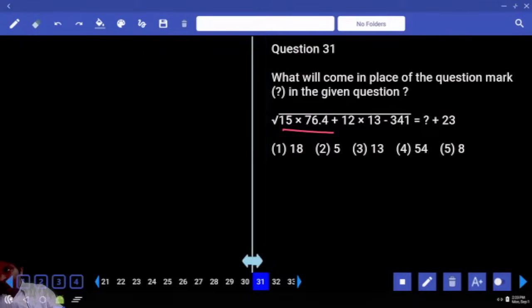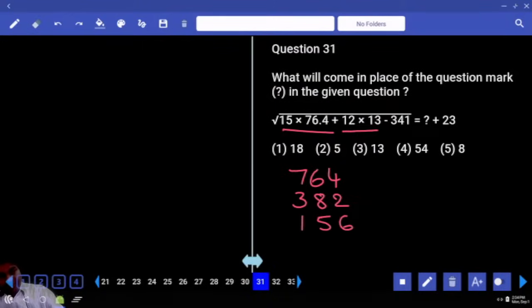15 times. 10 times plus half. 10 times 764. Half of this number, 382. 13 times 12 square plus 12, 156. We have to subtract 341. Subtract 341 from 382. You are left with 41.